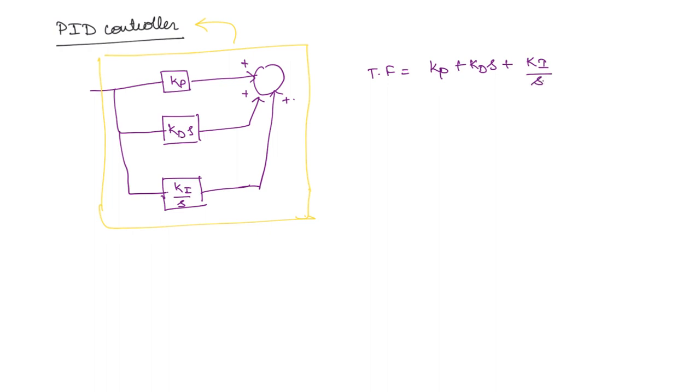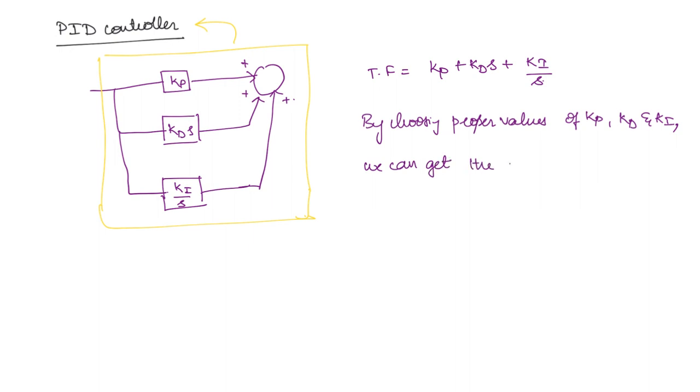So what are the effects of the PID controller? We can choose the values of this Kp, Kd and Ki in a proper way so that we can get the best out of PI as well as PD controllers. By choosing proper values of Kp, Kd and Ki, we can get the best of PD and PI controllers.